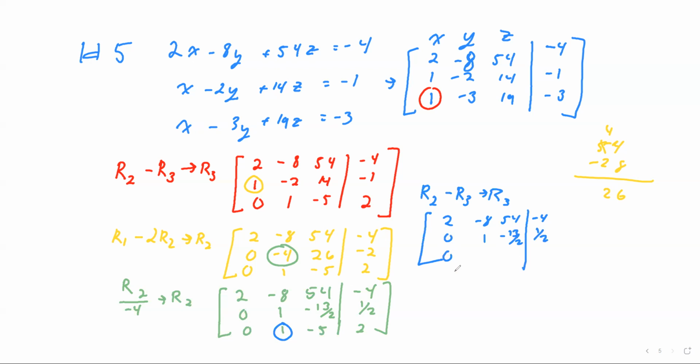0 minus 0 is 0, which is good. We don't want to change anything we've already worked on. 1 minus 1 is 0. Negative 13 halves minus 5 halves is the same thing as negative, actually 2 negatives to make a positive. So that'd be negative 13 halves plus 5, which is 10 halves. So that'd be negative 3 halves. And then, shoot, where we at? So then we can take 1/2 minus 2, which will be negative 3 halves. Huh, cool.